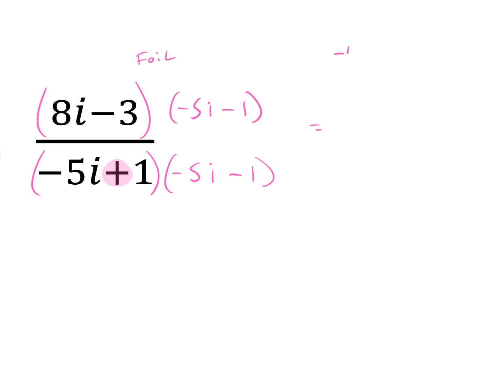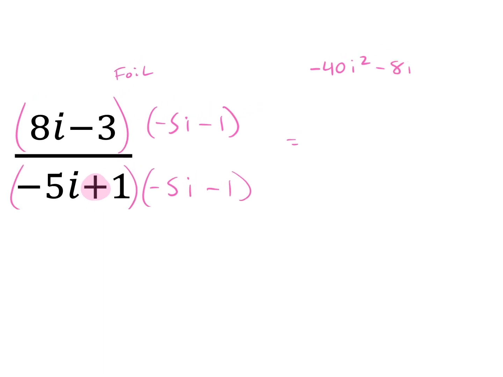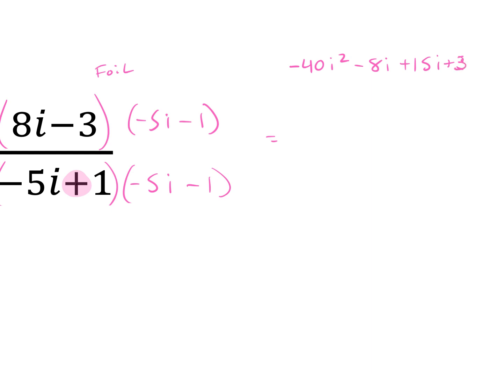So we get negative 40i squared minus 8i plus 15i plus 3. What do I do whenever I have an i squared? Changes to be negative 1. And negative 1 times negative 40 would be positive 40. So then we can combine our like terms. Let's start with the real parts. 40 plus 3 is 43. Then our imaginary parts, negative 8i plus 15i would be plus 7i.